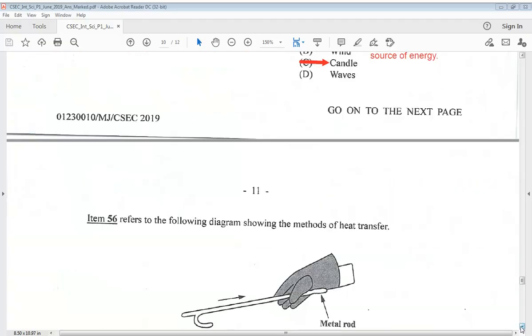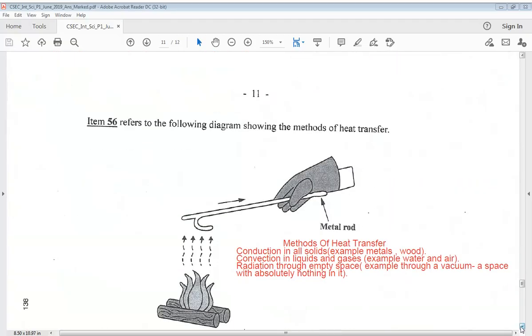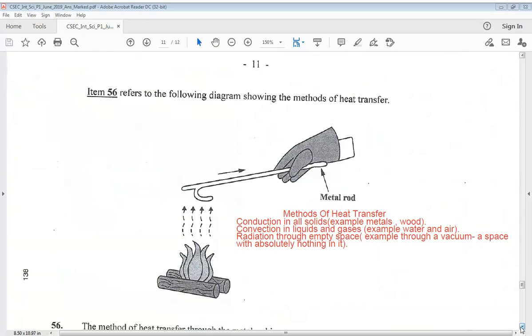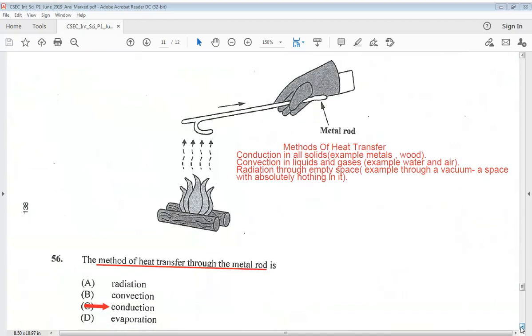Let's go to 56. Item 56 refers to the following diagram showing the methods of heat transfer. Here it says the method of heat transfer through the metal rod is A. Radiation, B. Convection, C. Conduction, D. Evaporation. We know the answer would be C. Conduction, because conduction takes place in all solids.